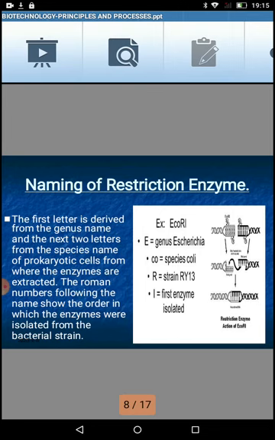Now I'm just reading the whole slide. The first letter is derived from the genus name, and the next 2 letters are from the species name of the prokaryotic cell from where the enzyme is extracted. The Roman number following the name shows the order in which the enzymes were isolated from the bacterial strain. This is how all the enzymes are named, so that once you read the name of a restriction enzyme, it clicks in the mind which source material it has been extracted from. So it's a kind of nomenclature of the restriction enzyme.